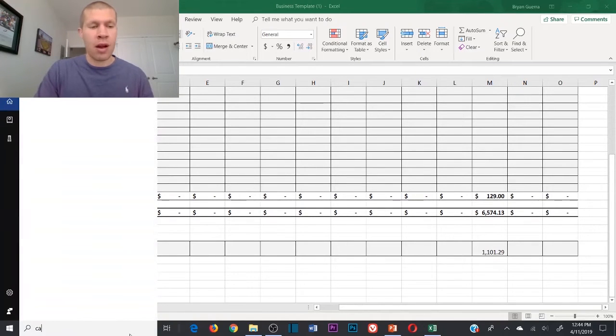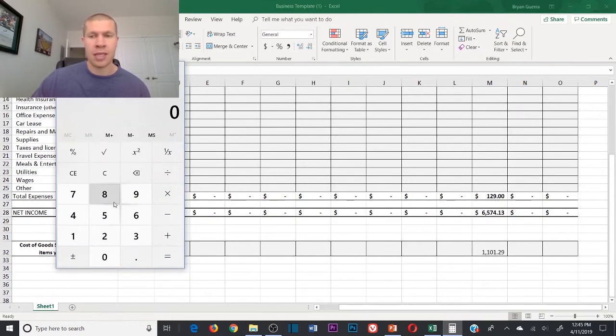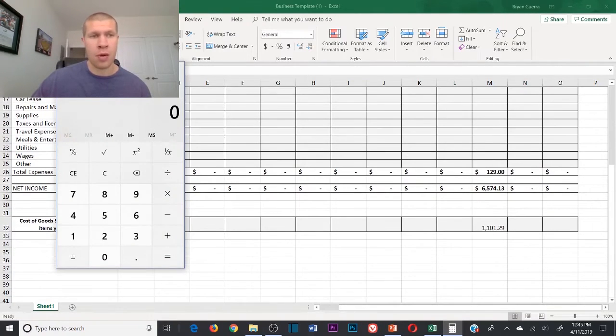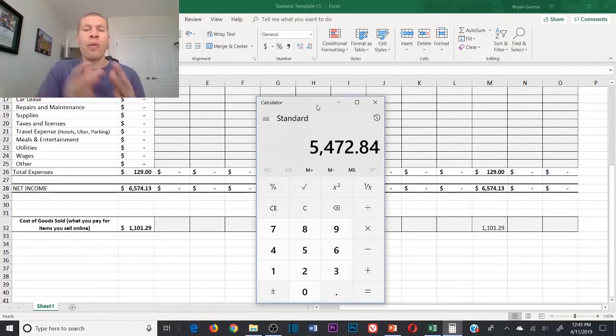So let's pull up the calculator and figure out exactly what I actually profited from online arbitrage in the month of October 2018. So we'll take the net income, right? Let's move this down so that we can see. So we'll take the net income, $6,574.13, minus the cost of goods, because that's what I had to spend to make that money with online arbitrage, right? So $1,101.29, and that leaves me with a grand total profit margin of $5,472.84. So that's what I made. That was my profit. But I do have to pay taxes on that.